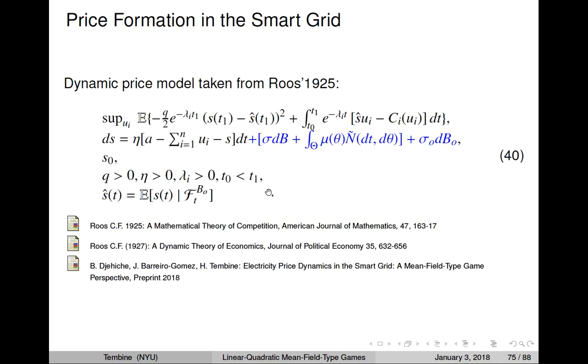We have applied the methodology to the Ross 1925 paper that is about competition between firms. So the reward is the conditional price, given the price dynamics, times the quantity. So this is your total gain, right? How much you are selling, the quantity, and how much the unit price is, right?